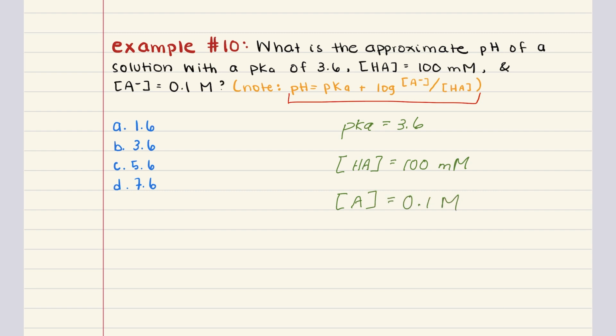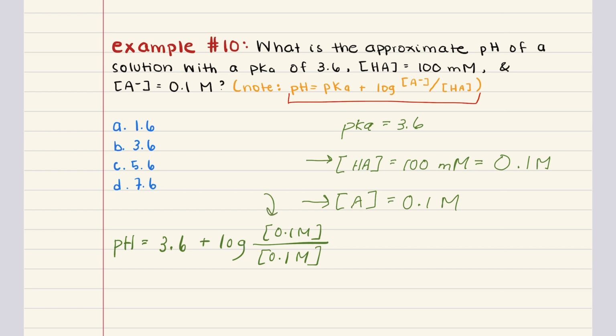Now, before we go ahead and plug them into our equation, let's make sure that we adjust the units for the concentration so that they both have the same units. Here, I'm going to convert millimolar to molar so that our concentration for our acid has the same units as our concentration for the conjugate base. 100 millimolar is equal to 0.1 molar. Now we can go ahead and plug this in.